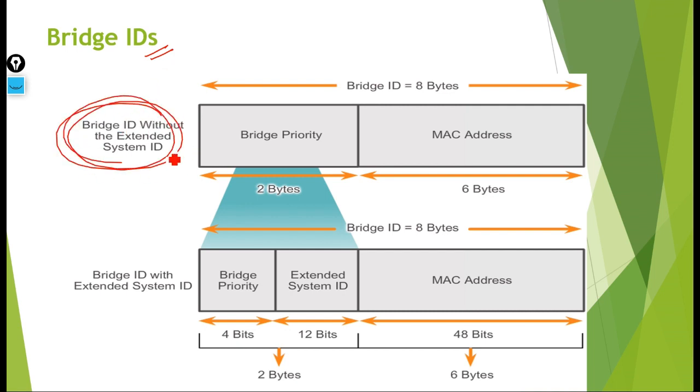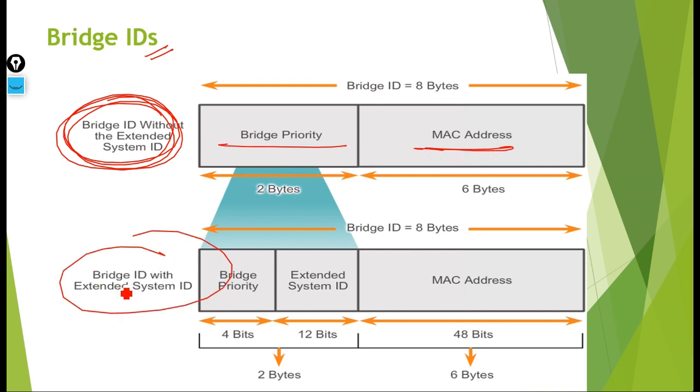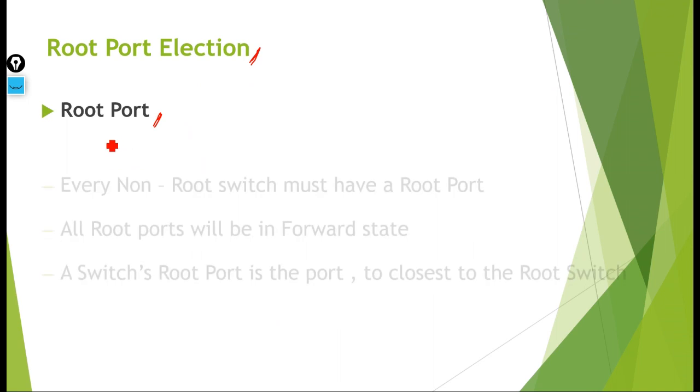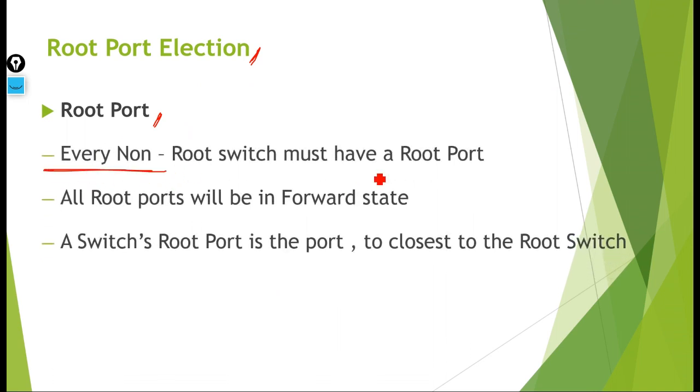Bridge ID, just an example. Bridge ID without extended system ID is priority plus MAC address. If I go for bridge ID with extended system ID, it is priority, MAC address along with the system ID, that's nothing but your VLAN number that gets added, like VLAN 1 or maybe VLAN 10, maybe VLAN 20, depends. That's it, move ahead.